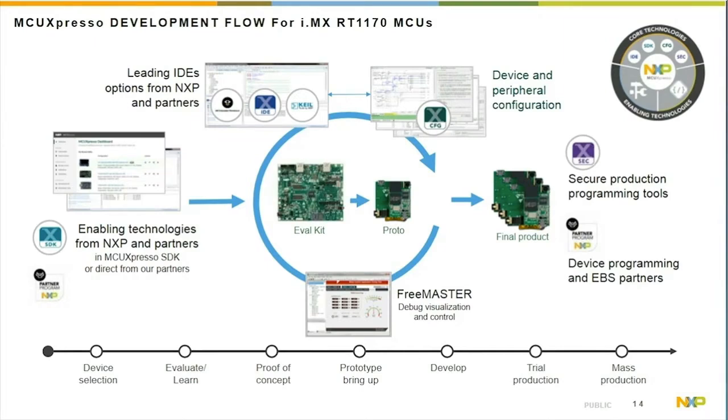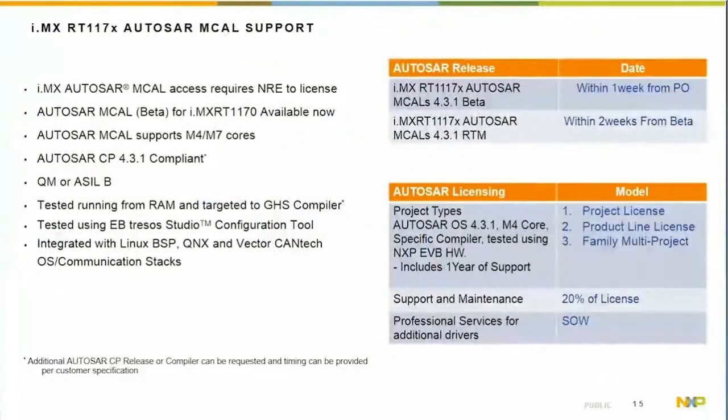So earlier I mentioned the AUTOSAR MCAL support. So we do have an AUTOSAR MCAL package. The beta version is available today for our i.MX RT1170. You order that, you can get access and get the software within 1 week. And then once you get that beta package, our team's going to work on getting that RTM package built for you within 2 to 3 weeks after you receive the beta.